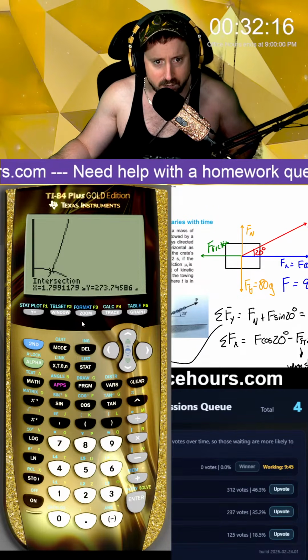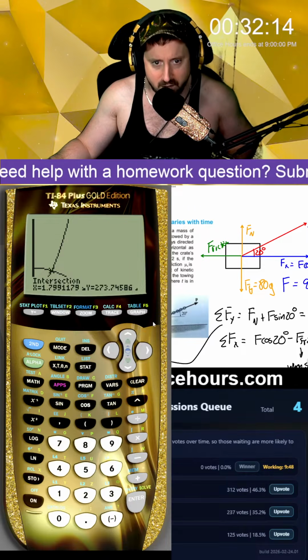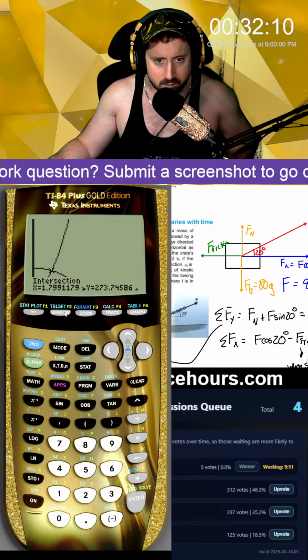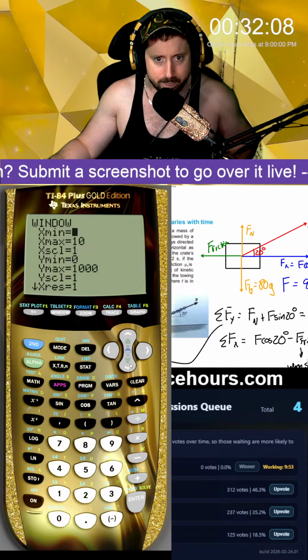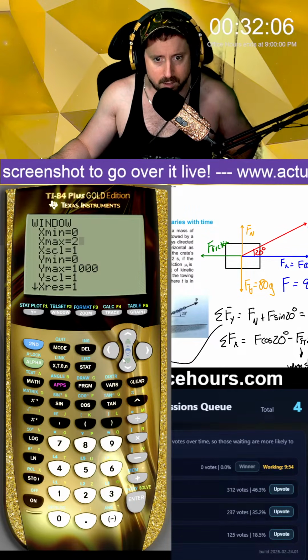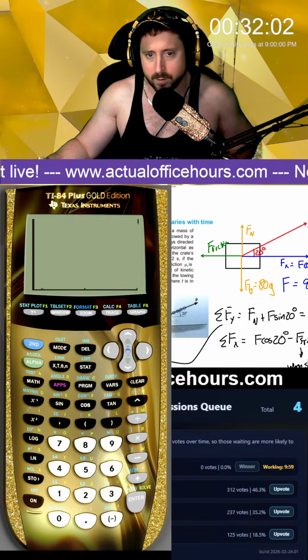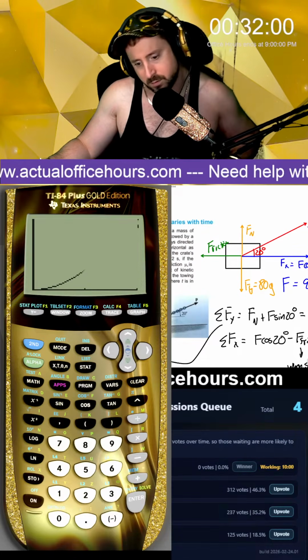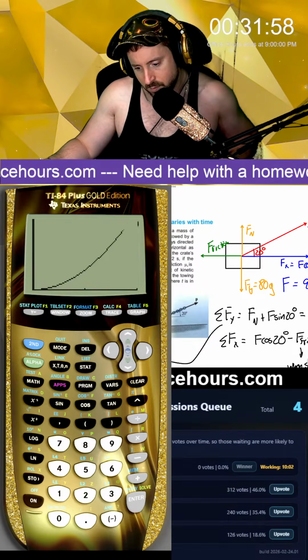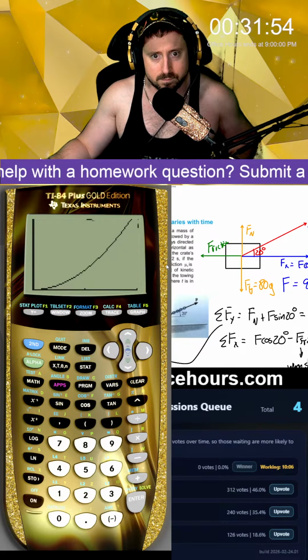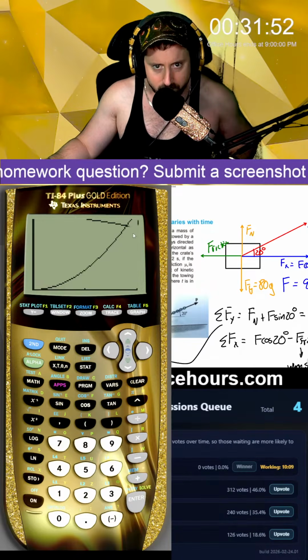Oh, wait, it does. It intersects at 1.799. Oh, I needed my Y thing to be taller. Sorry. All right. 2 seconds, and then Y max, we need to have like 300. Okay, there you go. Now it'll graph correctly. There we go. There it is. There's the intersection.